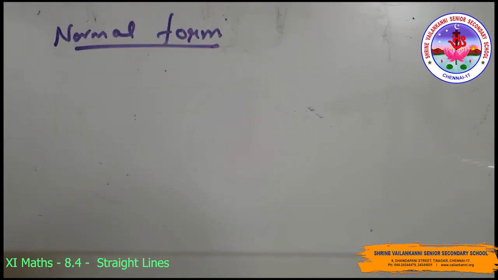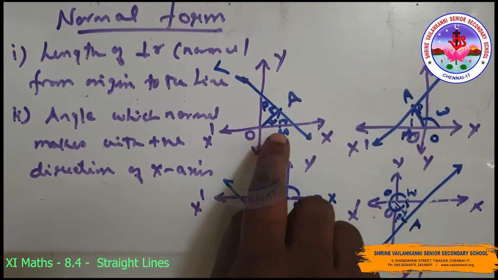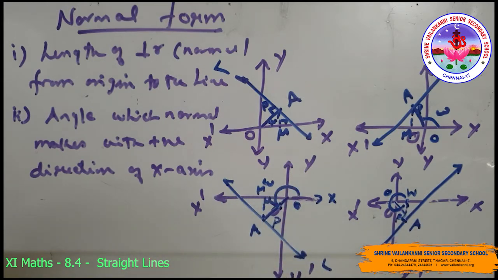Normal form. Suppose a non-vertical line is known to us with the following data. First, the length of the perpendicular, that is the normal, from the origin to the line. Second, the angle which the normal makes with the positive direction of the x-axis.